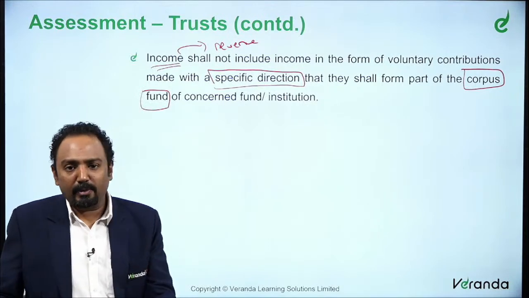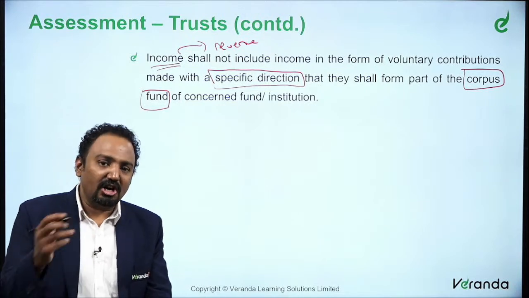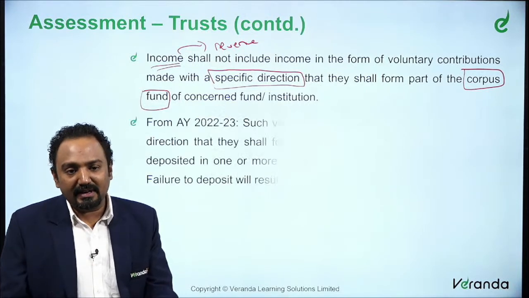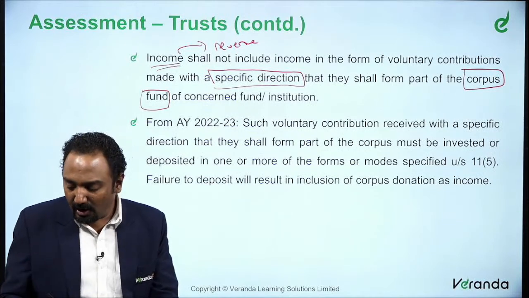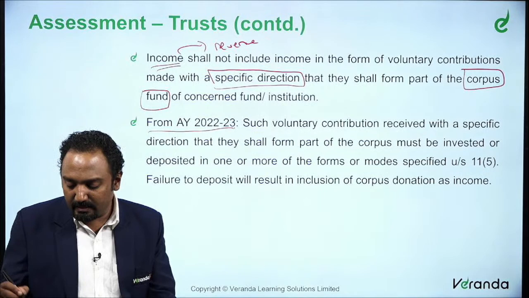So, I want you to deposit into the corpus fund and do not use this for regular things. Such things are not an income. Why? Because it is capital in nature. But there is a small change from assessment year 2022. Again, it is a very recent amendment.